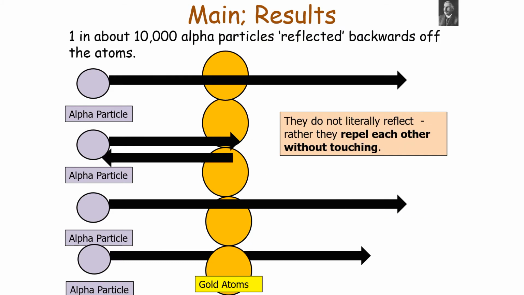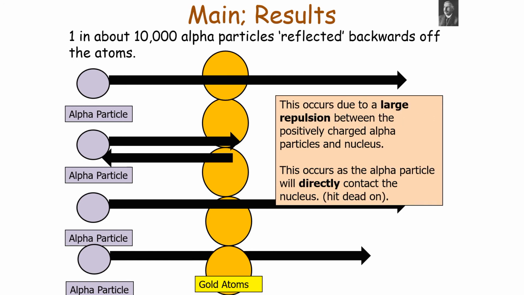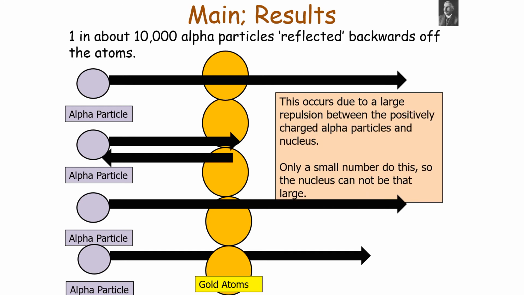Now about 1 in 10,000 of the alpha particles reflected backwards when they were fired towards the gold atoms. Now just to clarify, the alpha particles do not literally reflect, rather they repel without touching the gold atoms. Now this occurs because there's a large repulsion between the alpha particles and the nucleus, causing this backscatter. Now this would only occur if the alpha particle was going to hit dead on to the nucleus. Now it was noticed that only 1 in 10,000 of the alpha particles reflected backwards, so it indicated to us that the nucleus, the site of this positive charge, could not be very large.